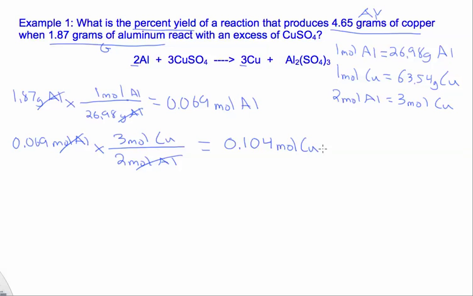And now we can go to grams using molar mass. We have moles of copper here, so we're going to put 1 mole on the bottom, and we're going to put the molar mass on top. Multiply. You get 6.60599. Let's talk about significant figures. 3, 4, 4. So we're going to say 6.61.